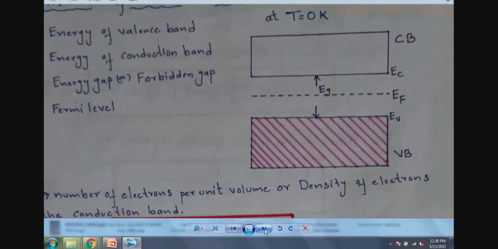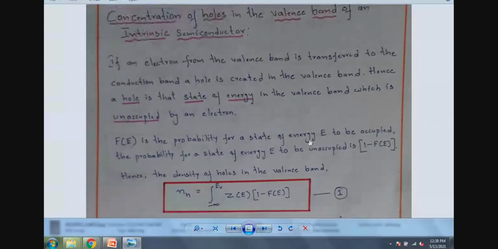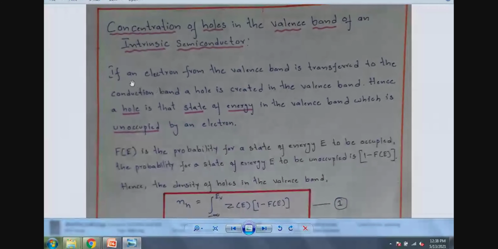Now let me take the same thing here. Same, simple, just if you have an idea. If an electron from the valence band is transferred to the conduction band, a hole is created. So we can say the hole is the state of energy in the valence band which is unoccupied by an electron. I'm not talking about recombination, I'm talking about generation here. Yesterday we spoke about generation and recombination, so that's why I have underlined here.